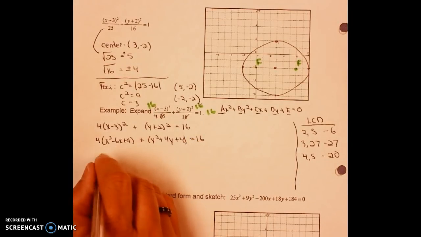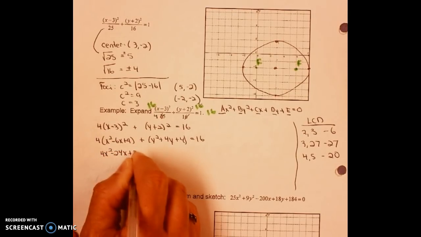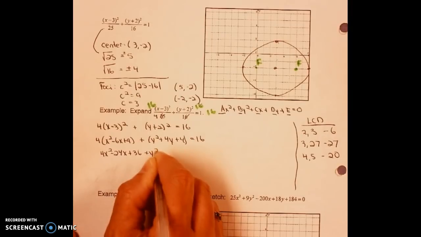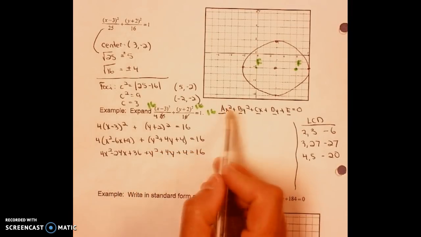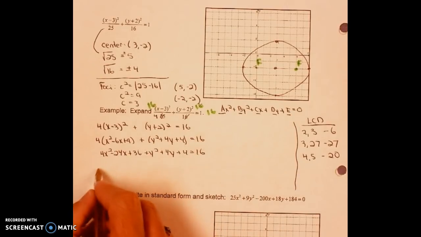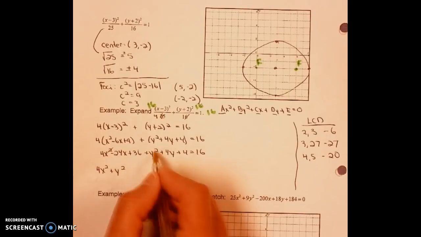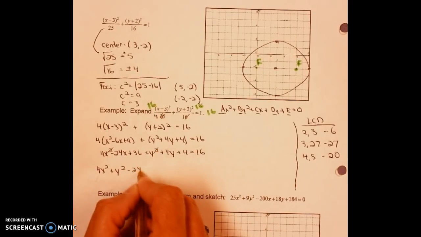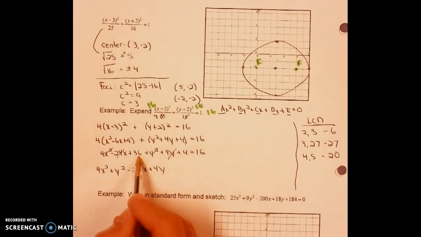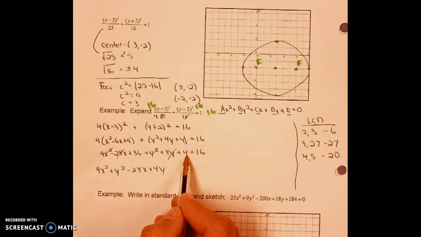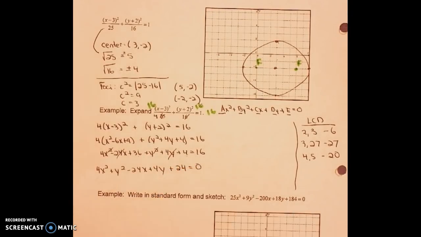Next we need to distribute that 4. And then finally we're just going to kind of regroup and also bring 16 over. So I see 4x squared and my y squared. Then I see a 24x and a 4y. Next, I see 36 plus 4, but then when I turn around and subtract that 16, I end up with plus 24 equals 0.